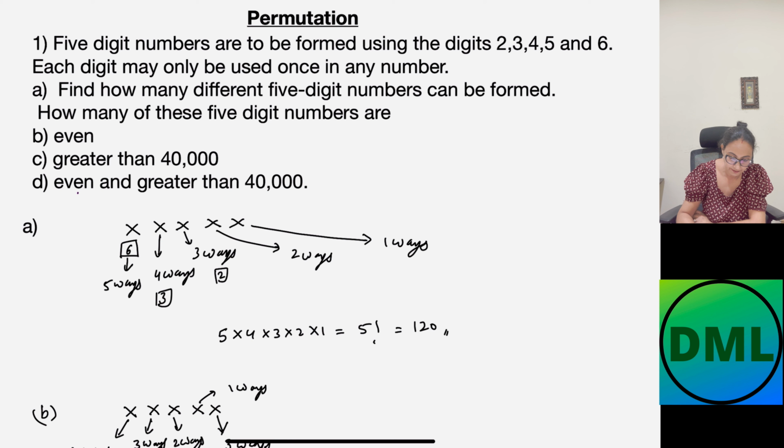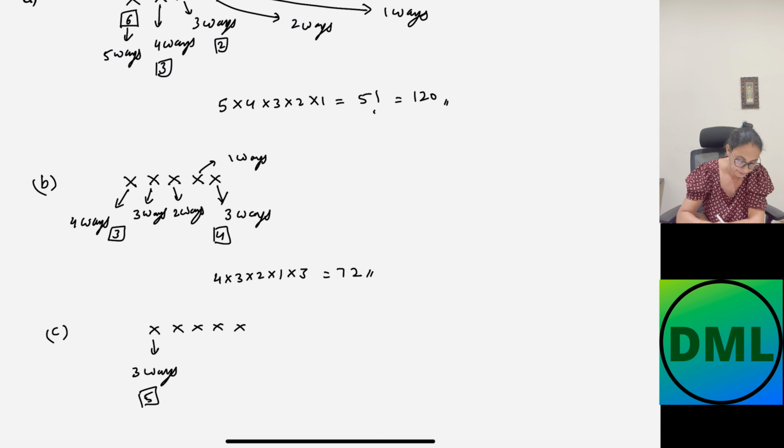Let's erase this here. 5 is gone. To fill the second place, how many options do I have? 1, 2, 3, 4 options I have. Let's write down the answer here. This place can be filled with 4 ways.